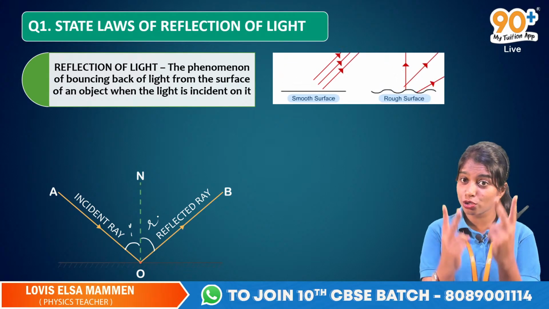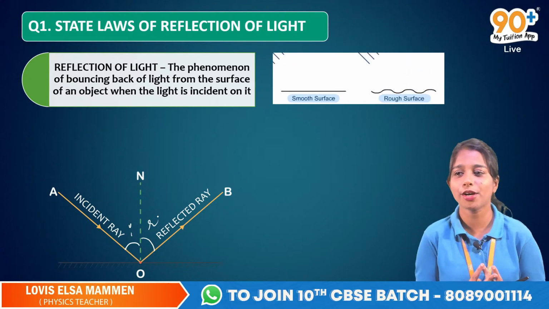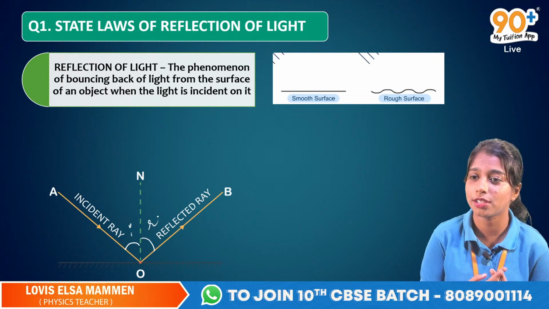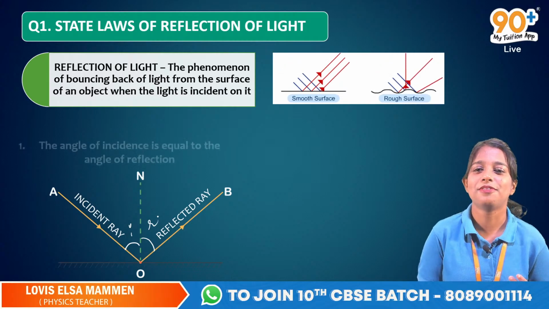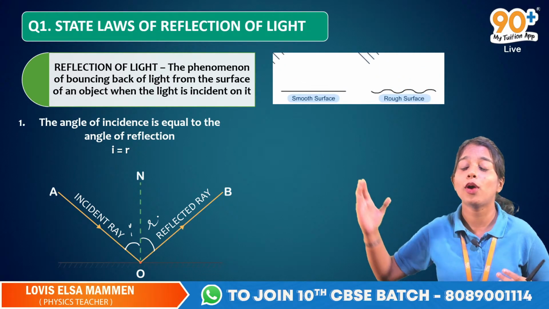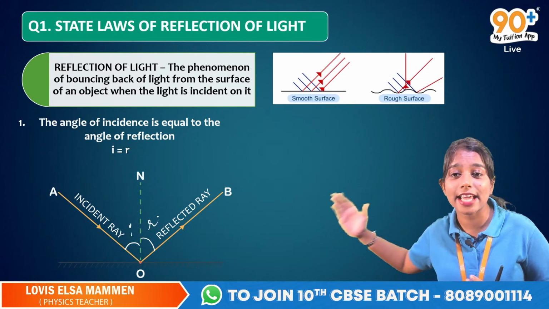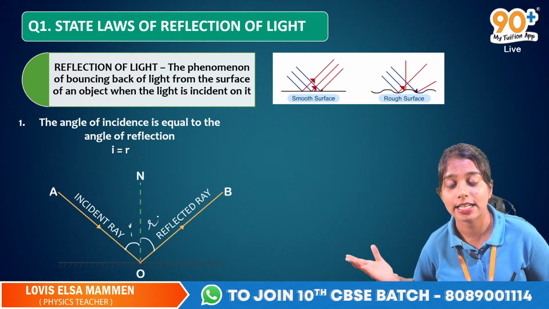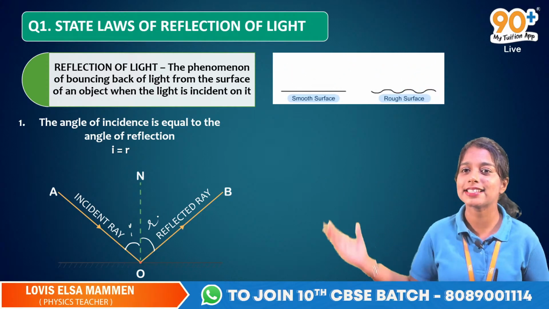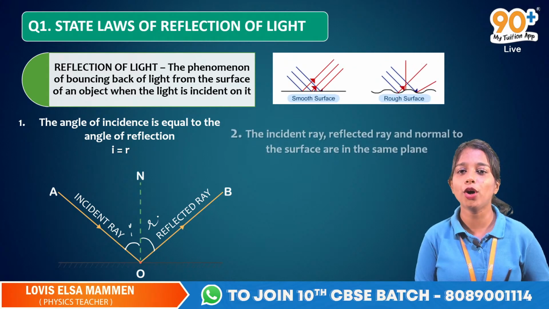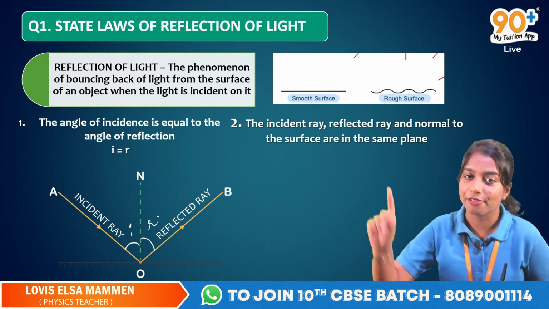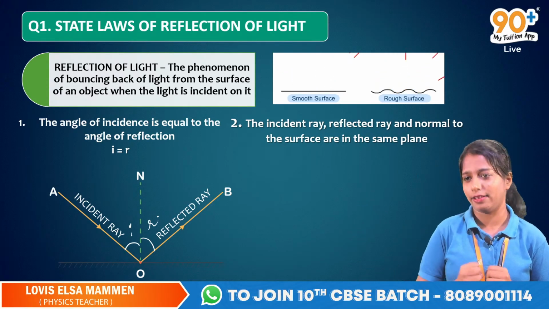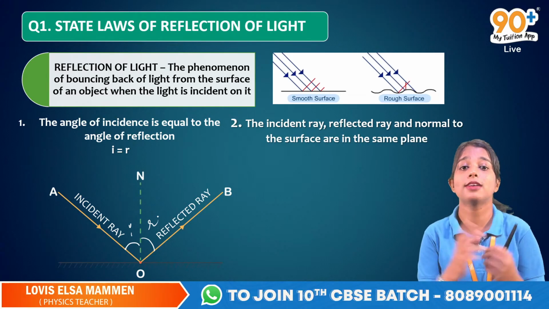Then we have 2 laws of reflection. The first law: the angle of incidence is equal to the angle of reflection, that is, i is equal to r. The second law: the incident ray, the reflected ray and the normal all lie in the same plane. So these are the 2 laws of reflection.